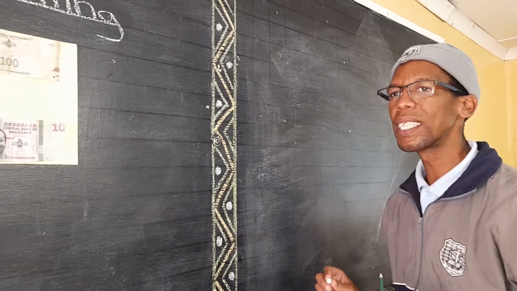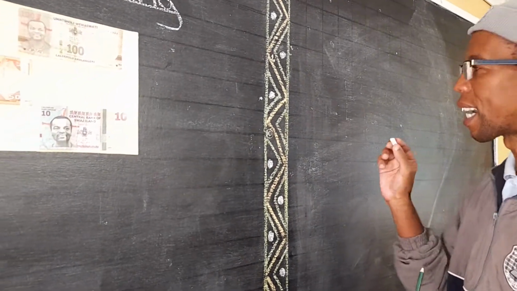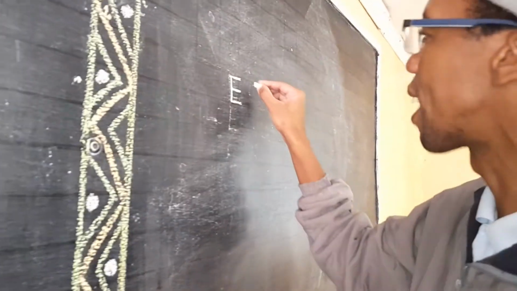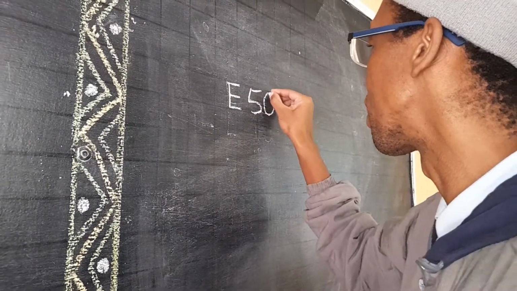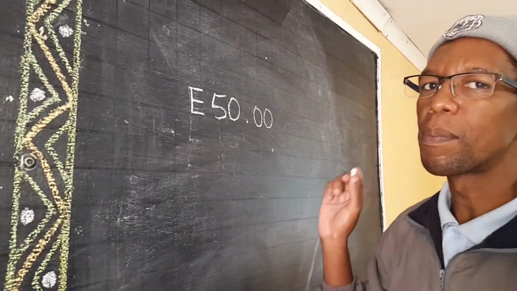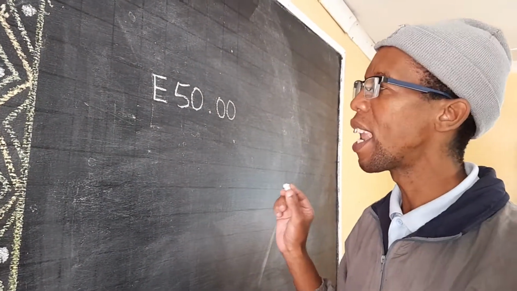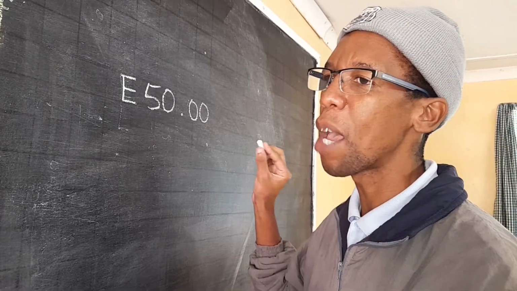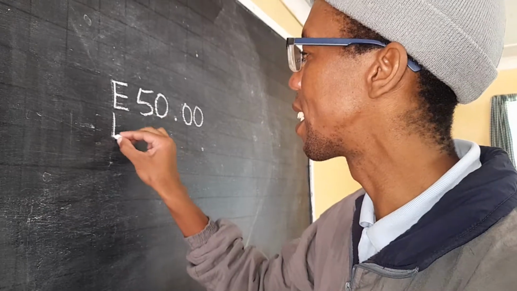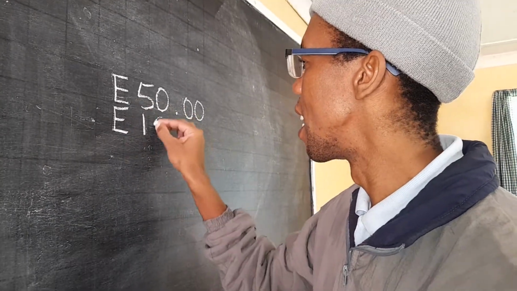Okay, what I also want us to note here, this is how we write money. If we want to write 50 Emalangeni, we always write 50 Emalangeni like this. These 00, they always represent cents. So now, because we want to subtract 10 Emalangeni, which is the loaf of bread we are buying, from the 50, we'll also write 10 Emalangeni underneath.